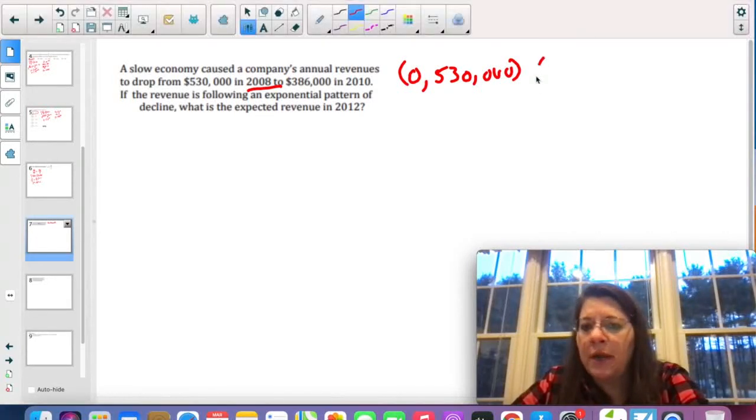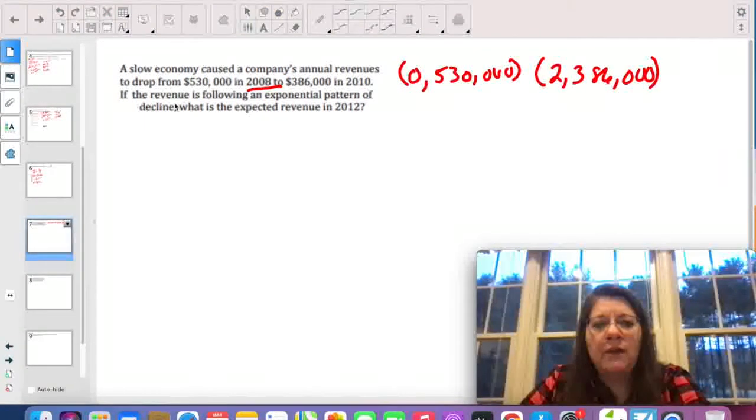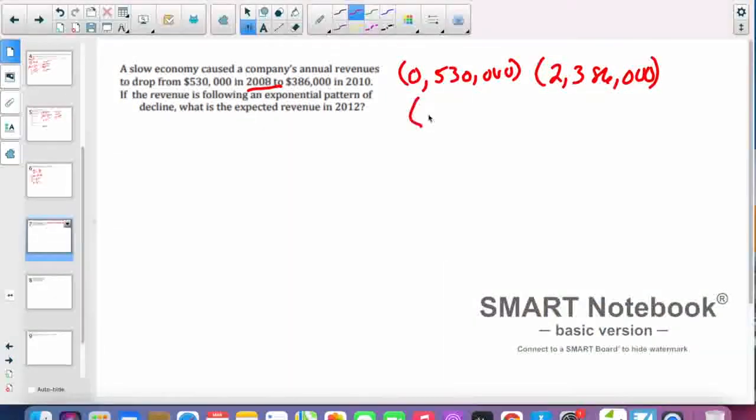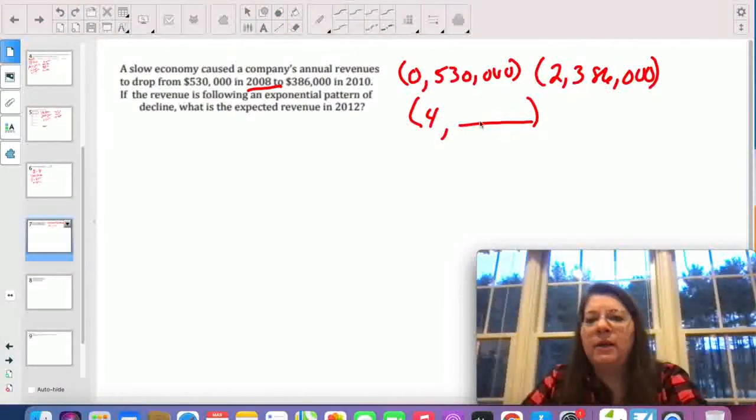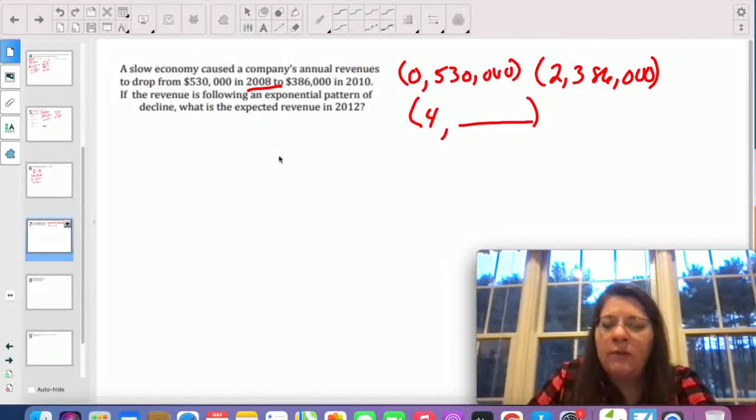That's another ordered pair. And they want to know if the revenue is following an exponential pattern of decline, what is the expected revenue in 2012? Well, in 2012, if we started in 2008, aren't they asking us for the revenue 4 years after the beginning of the problem? So we know our x value is going to be 4, and we're trying to find what the y value will be. All right, so if we set this up, this is an exponential growth and decay problem.